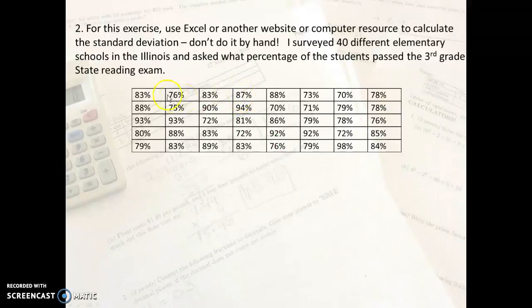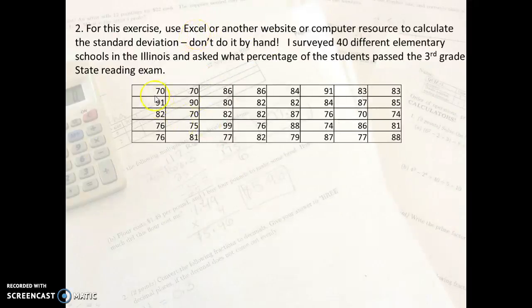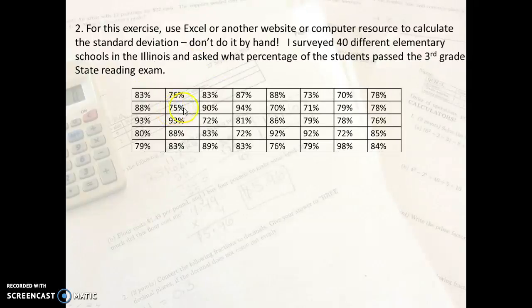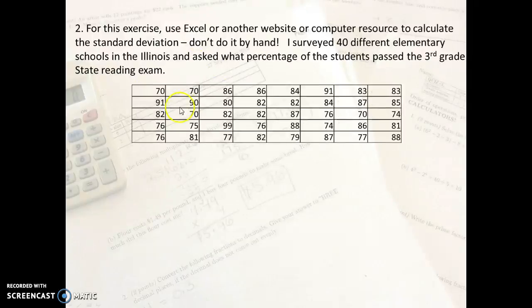All right, next step. Here we have another big data set, but now I'm telling you, go ahead and use Excel. Don't try and kill yourself with that big old chart I was just doing. Let's go to Excel and calculate it. So first thing I do is see all those percents. Excel doesn't like the percents if I'm doing calculations. Let's just use the actual numbers, 70%, 86%, and so on and so forth.